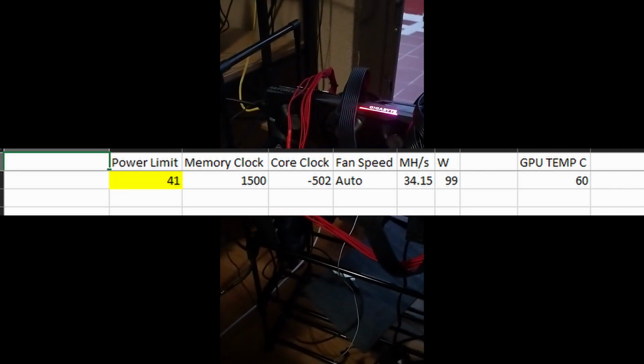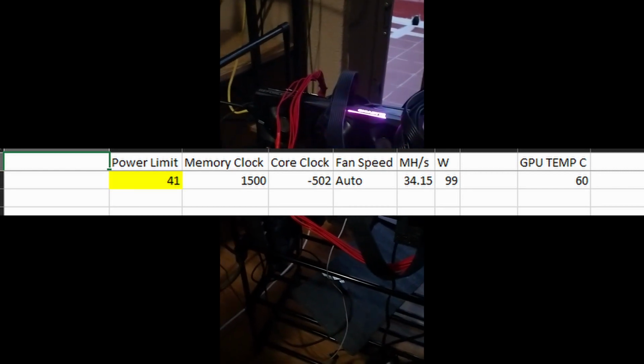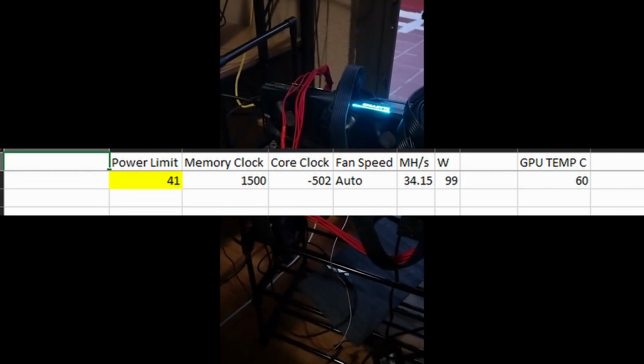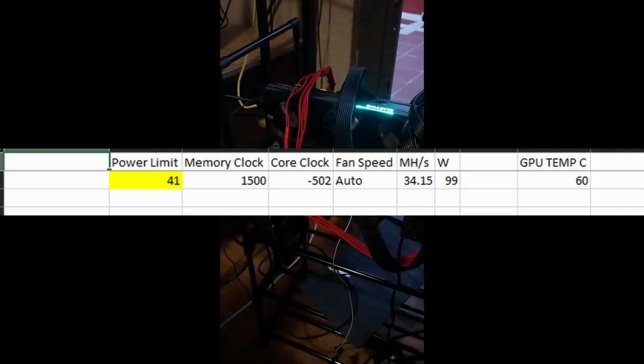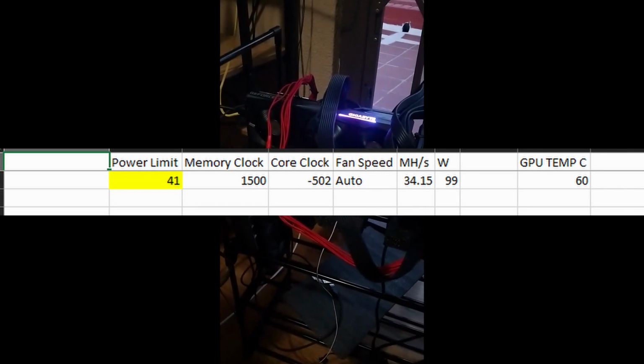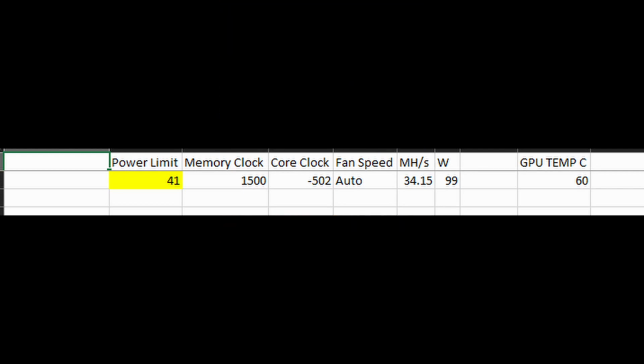Now over here you can see the final overclock settings that I had on the card. The memory clock was at 1500, the core clock was at -502, my fan speed was on auto, the power limit was on 41. Which was quite interesting that this power limit on the card can go that low. Now those settings on T-Rex Miner with Ethermine pool resulted in a mega hash of 34.15 at a wattage of 99 and temperature of 60 degrees Celsius.